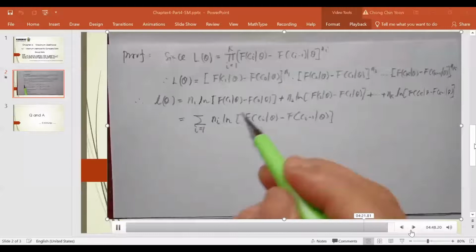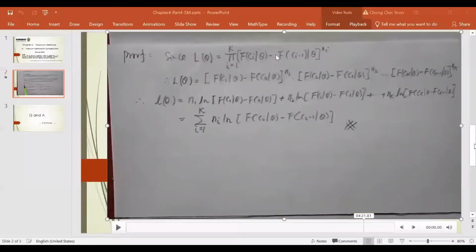Clear? So to prove this, the product of these probabilities in terms of CDF, you just multiply all these CDFs with the corresponding power, the corresponding frequency. If you take log later, you can see it sums up to become this summation. Okay, the proof is quite easy.